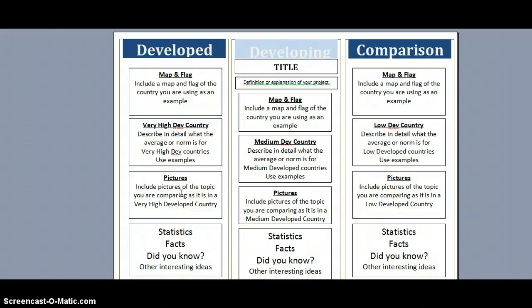Now, it's important to remember here that you want to be clear that you're comparing the same thing. So if you're comparing schools for one country, compare schools for the other two. If you're comparing houses, please compare houses. Again, your pictures should be the same sort of pictures to give you an idea of the differences between the very high, the medium, and the low developed countries.